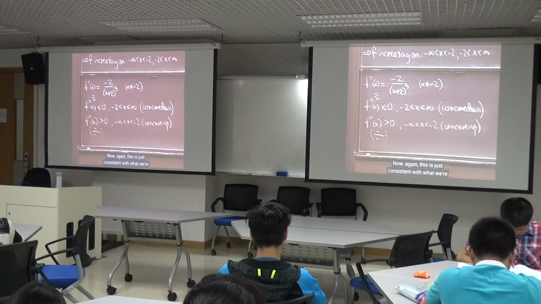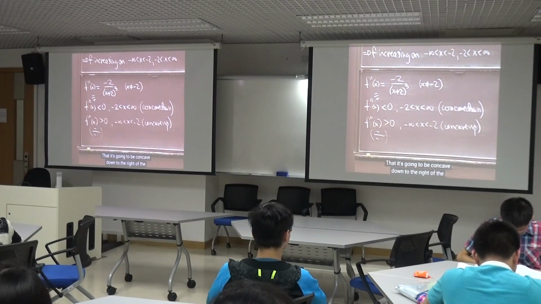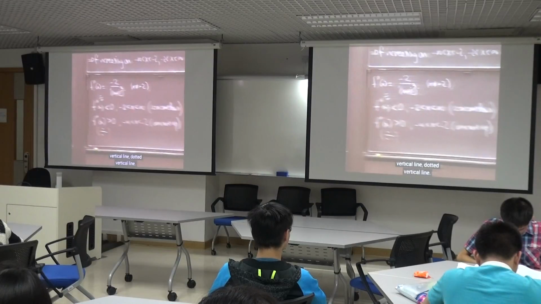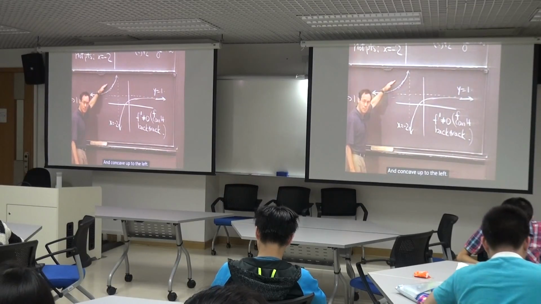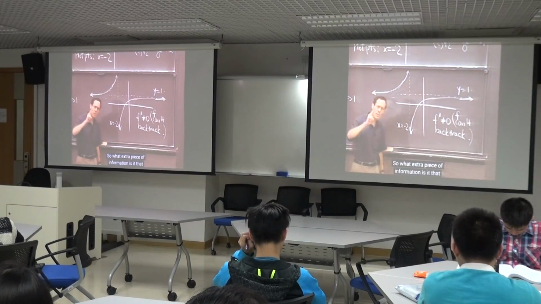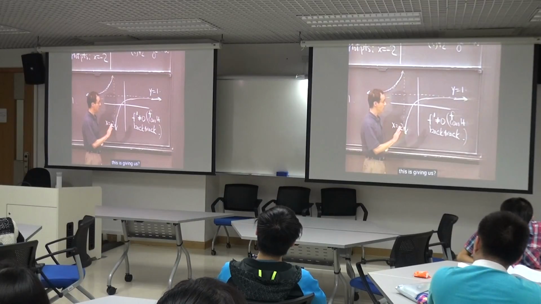All right, now again, this is just consistent with what we already guessed. And of course, we already know it in this case if we know that this is a hyperbola, that it's going to be concave down to the right of the vertical dotted line, and concave up to the left. So what extra piece of information is this giving us?